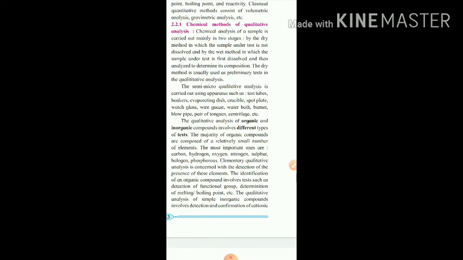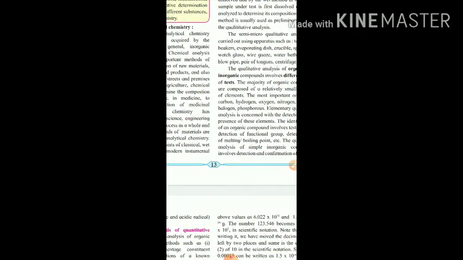Then the qualitative analysis of simple inorganic compounds. In the above paragraph we discussed the qualitative analysis of organic compounds, which are present in a few elements, such as sulfur, oxygen, carbon, phosphorus, halogen, nitrogen. Now we are going to discuss the qualitative analysis of inorganic compounds. The qualitative analysis of simple inorganic compounds involves detection and confirmation of cationic and anionic species, which are basically basic and acidic radicals. We call them basic and acidic radicals also.